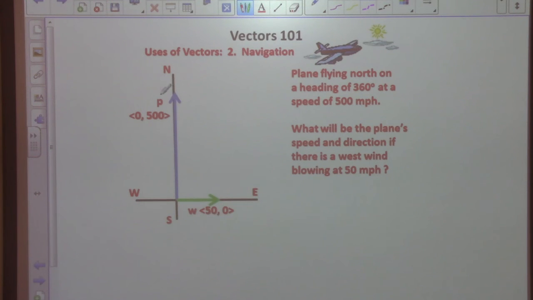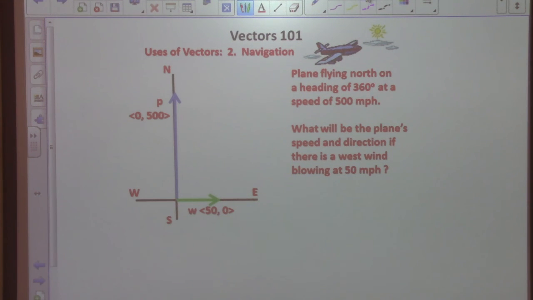So this is what this looks like in vector notation. This blue vector here is <0, 500>, and this green one to the right is <50, 0>. So the question: what will be the speed and direction if there is a west wind?